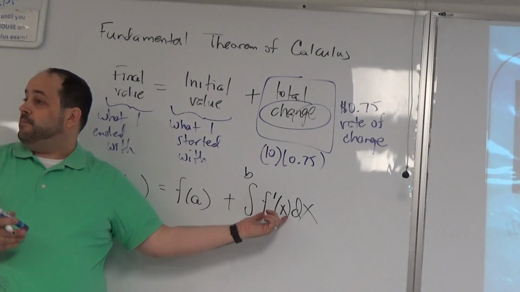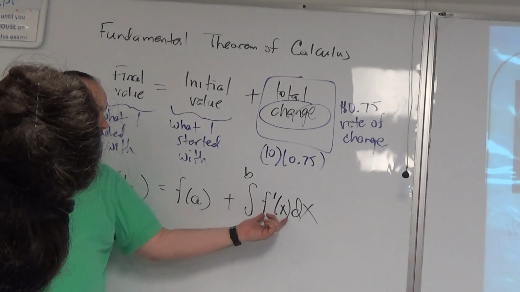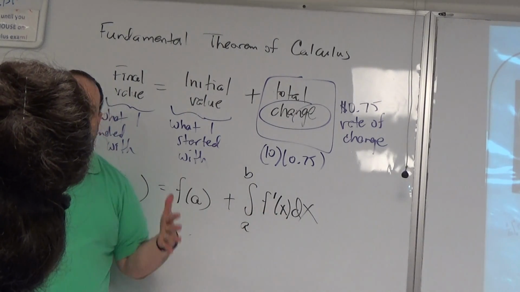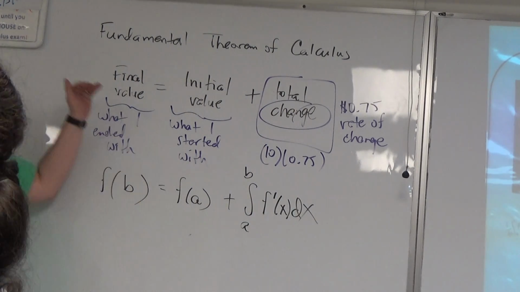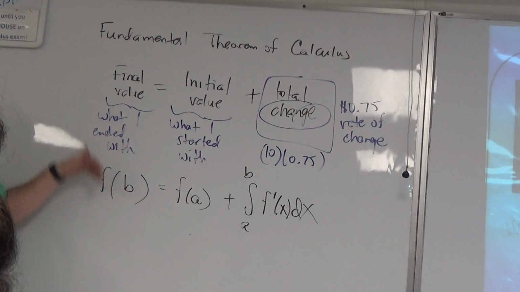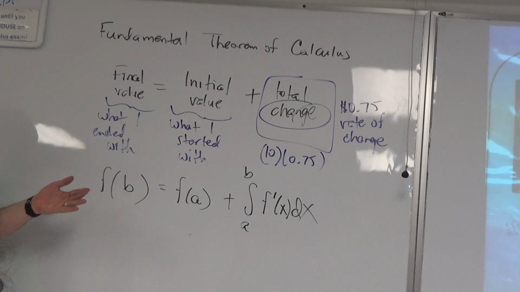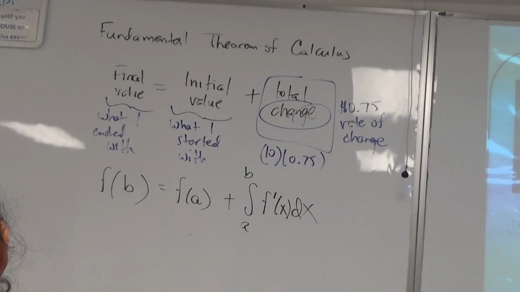F is your function, F prime is the rate of change. It's how fast the function changes. The definite integral is how much the function changes. Are we okay? Remember the verbal piece, or remember the formula piece, David. Either way, you're going to be set up for success. Are we good?